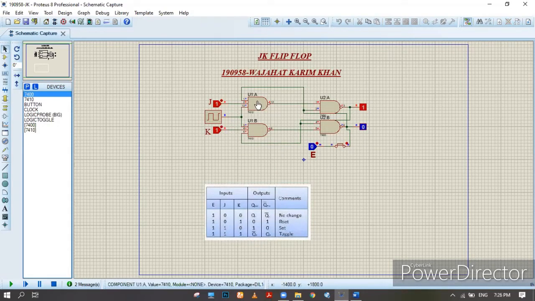And this is our clock. These are our two NAND gates, and these are also our two NAND gates. This is our JK, and this is our enable switch. These are our outputs. I didn't mark them, and JK are our inputs. So we'll move on to our next circuit.